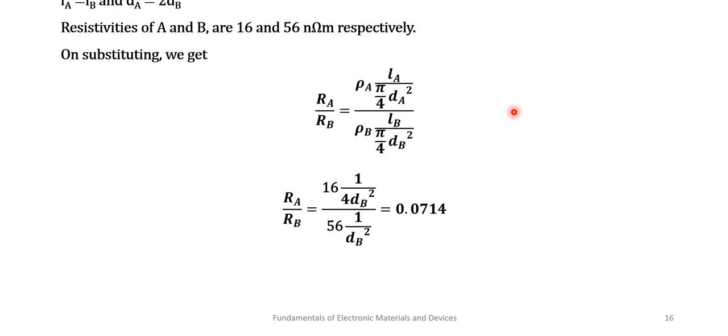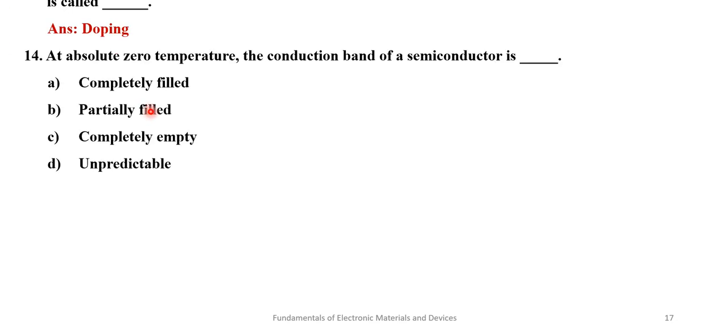Okay, ma'am. So next, the process of increasing carrier concentration by adding impurities to an intrinsic semiconductor is called? Doping. Yeah. So next, at absolute zero temperature, the conduction band of a semiconductor is partially filled, completely empty, or unpredictable? At absolute zero, the conduction band. That is, there is no thermal energy present in the system.